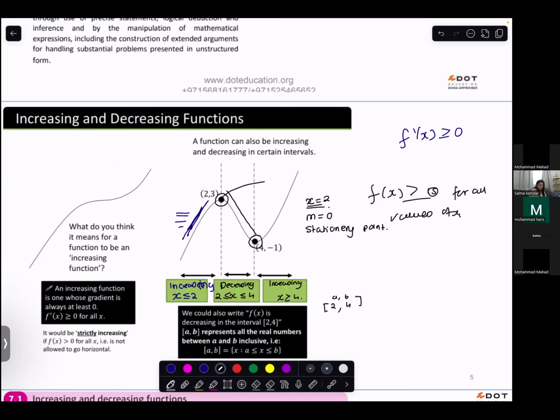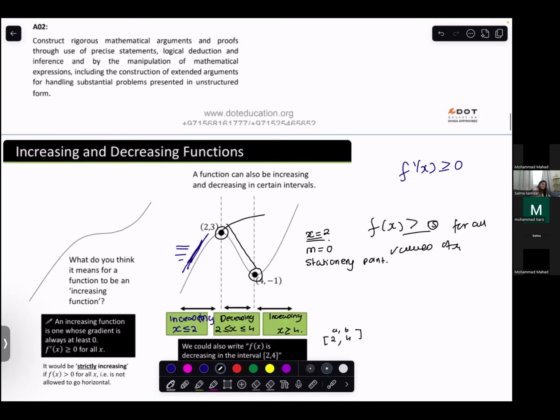We could use the turning point formula, minus b divided by 2a. Now listen to me very carefully. You can do that only for quadratics, but here we are not dealing with quadratics. We will have equations with higher powers as well. So you know at the turning point your gradient is 0. At the stationary point your gradient is 0.